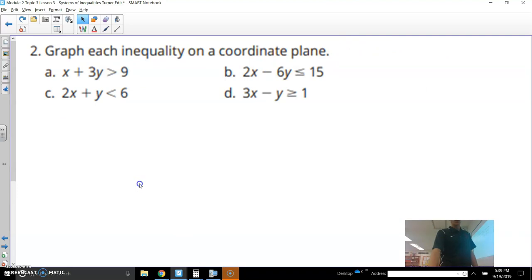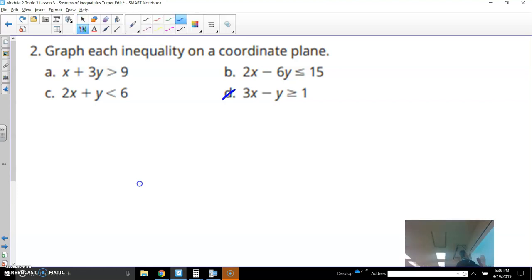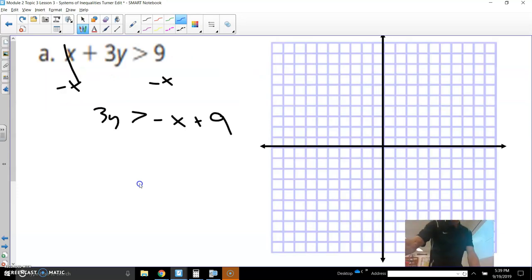Okay, so talking about some graphing without stories here, I went ahead and set up A and B. I don't want to mark through it because that makes it sound like you're not doing it. I want you to do C and D on your own, and we'll talk about that in class. So let's talk about A.